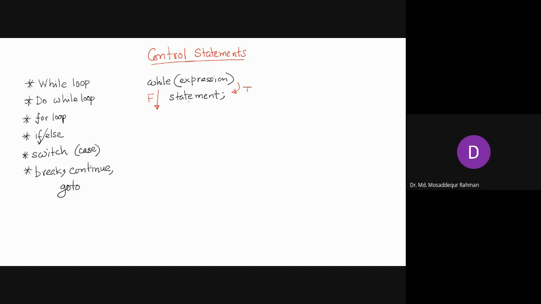Here we have only one single statement. You can have a number of statements to complete a task. In that case, we write like this: while, then you have the expression, and then you put in curly braces statement one, statement 2, and so on. And then close this.